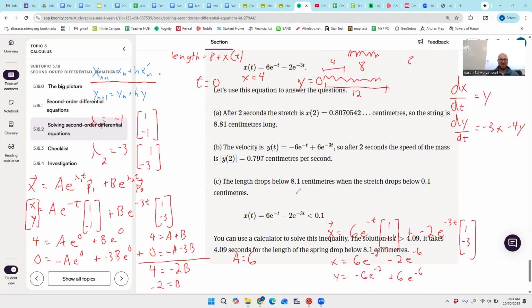It asks how long will it take to drop below 8.1? I'd take my X of T function and I'm looking for when it is less than 0.1. I would just solve by graphing calculator. That makes sense? Find an intersection. Make sure when you do this, you plot your graph. Label the point of intersection. Label the two functions. Y equals 0.1 and X of T.